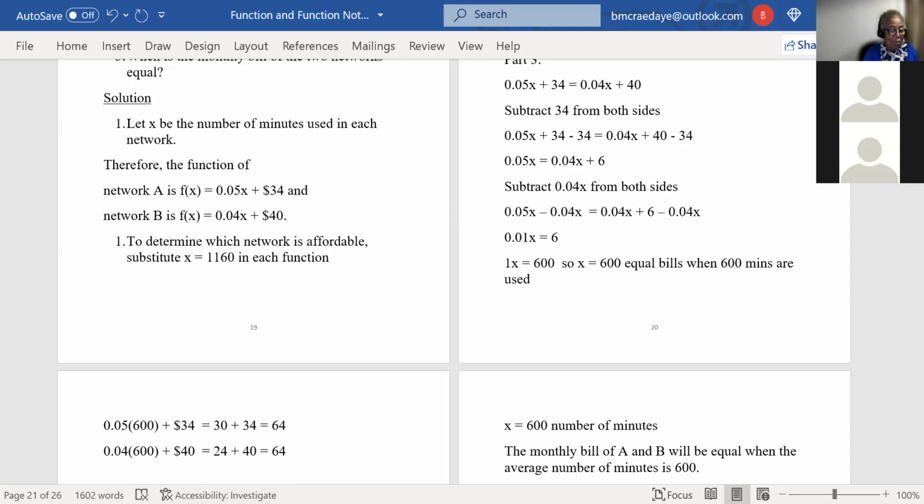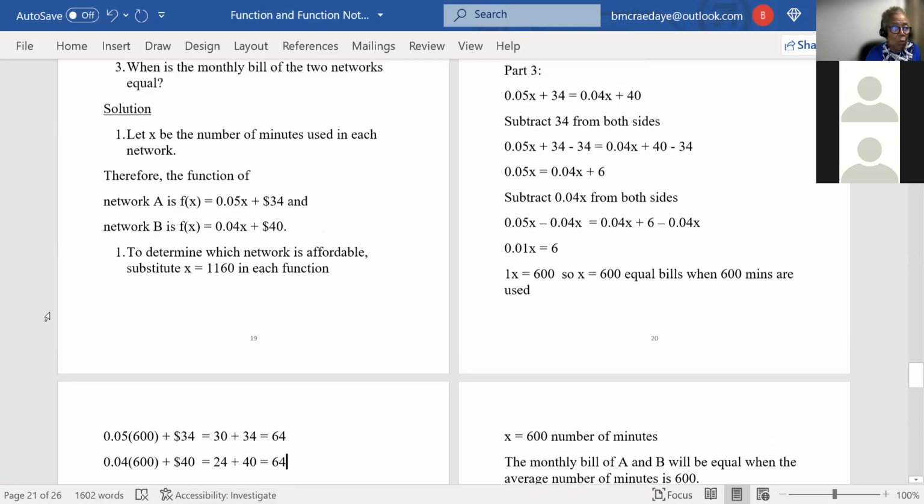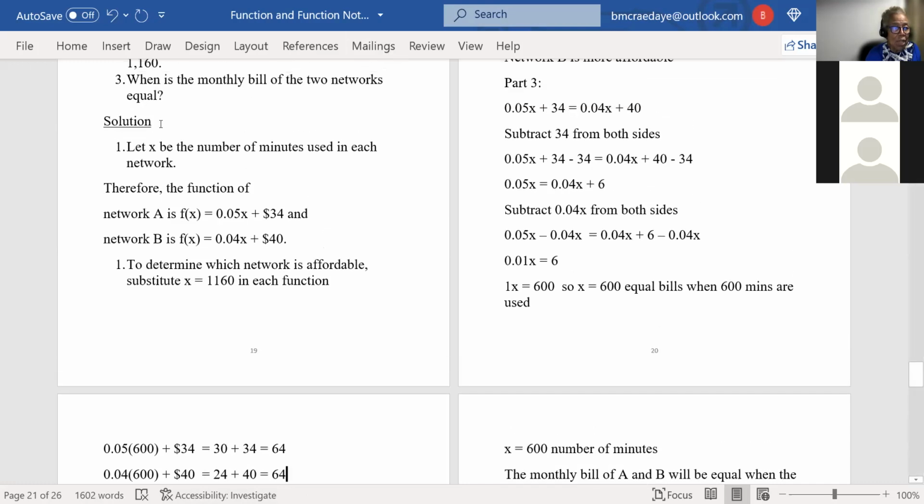So we know our answer is right because the bill is the same. Because that was one thing we were supposed to find: the number of minutes we use when the monthly bill of the two networks is equal. They are equal when they both use 600 minutes, right? But to check it, we put the 600 minutes in for the X, multiplied. Network A is 34, network B is 40, and we get 64.